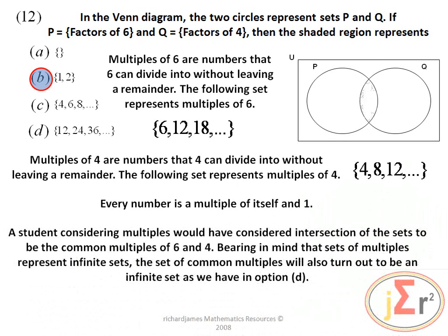A student considering multiples would have considered that the intersection of the two sets will be the common multiples of 6 and 4. Bearing in mind that sets of multiples are infinite sets, the set of common multiples will also turn out to be an infinite set, as we have in option D.